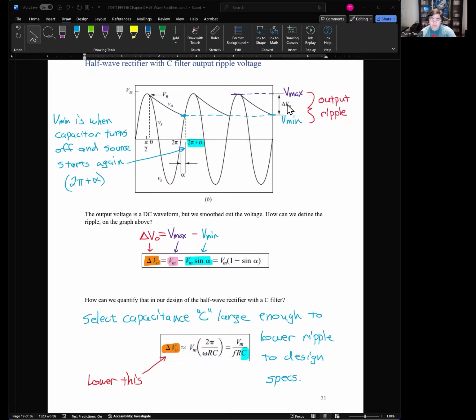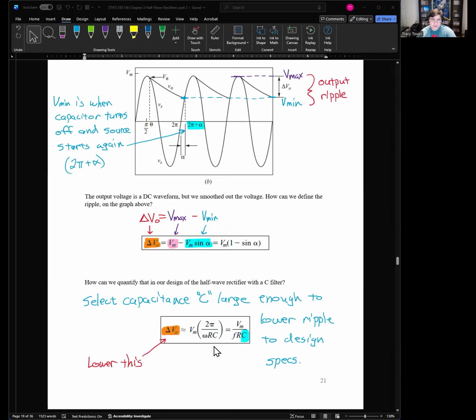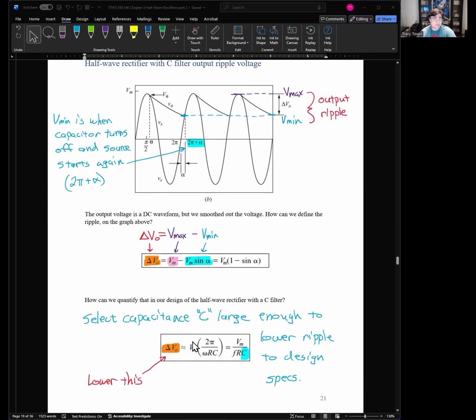So the big thing here is the output ripple. It pretty much drives the whole design. Whatever this is will tell you alpha to do your diode design, and also tell you how big your capacitor is going to be. Everything else is already done for you.